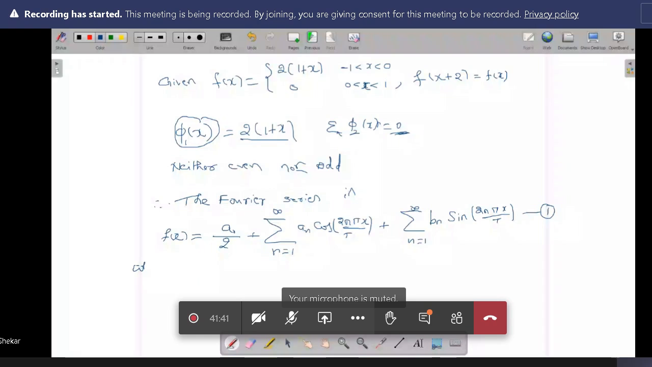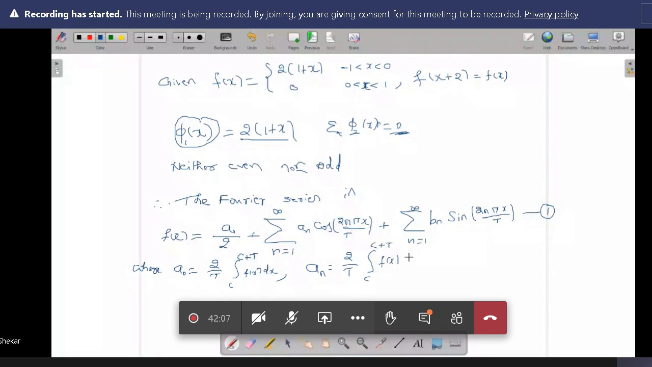So a naught is 2 by T integration from c to c plus T f of x into dx, and an is 2 by T integration from c to c plus T f of x into cos 2n pi x by T into dx, and similarly bn, just now we defined bn, that is 2 by T integration from c to c plus T f of x into sin 2n pi x by T into dx.